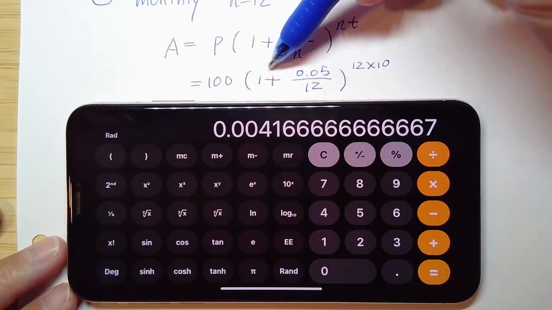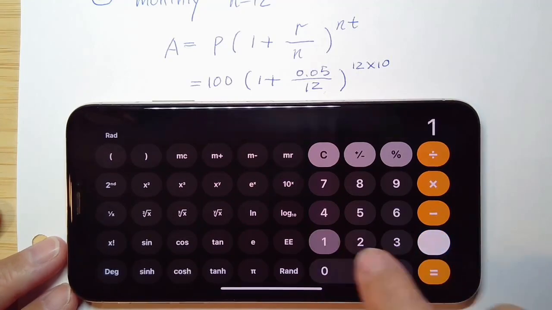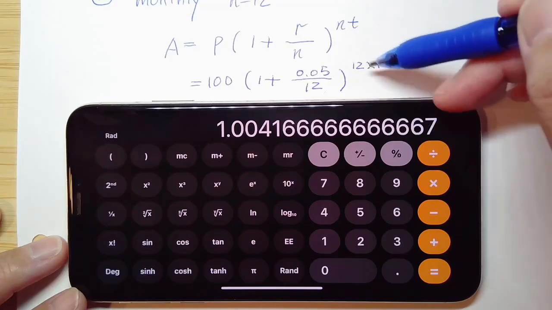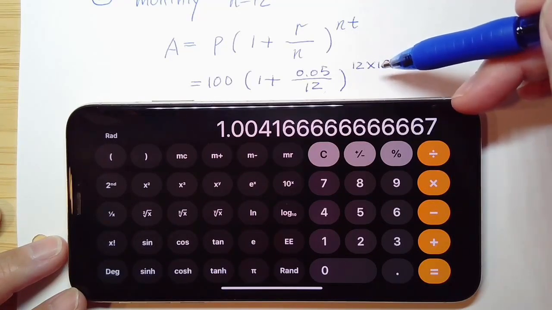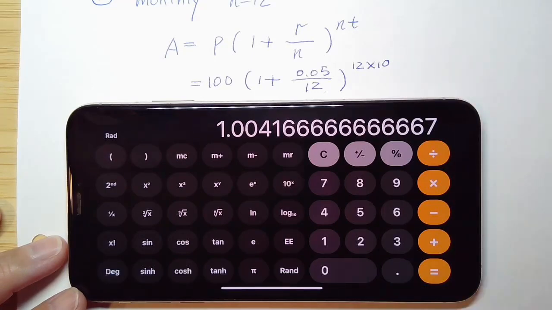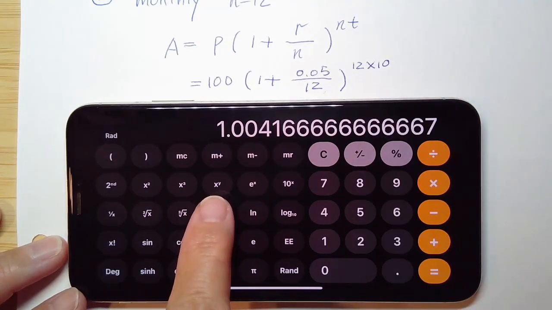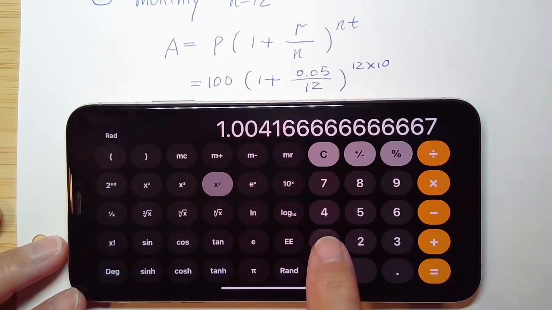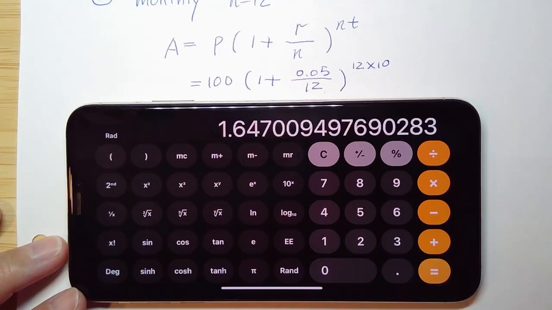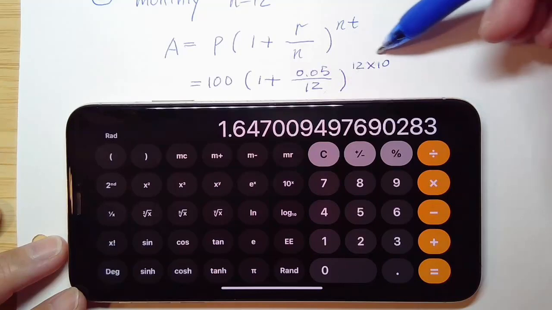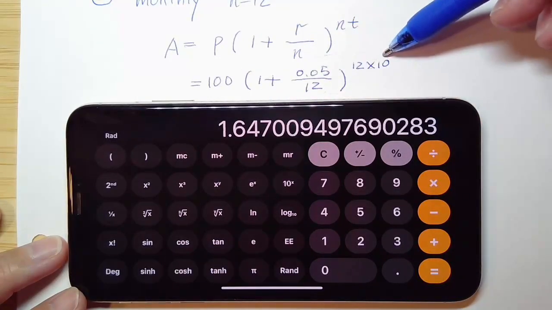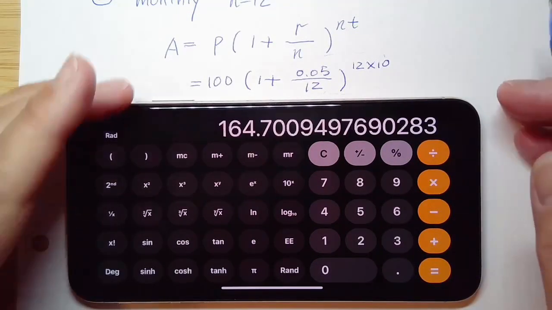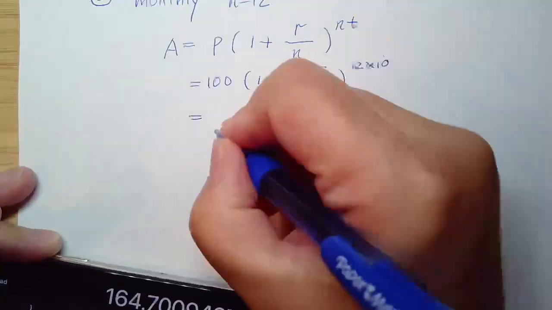The next job we need to do is add 1, and that's in the parentheses. Then the next one is to the power of, and this power is 12 times 10. We can do this by heart, it's 120. And the function is right here. Did you see this? This is the x to the yth power. So after you have this base, then you press that, and then you do 120 equals. You get that. All right, so you have the whole thing around here. The last step is you're going to multiply by 100. All right, now you have 164.70.